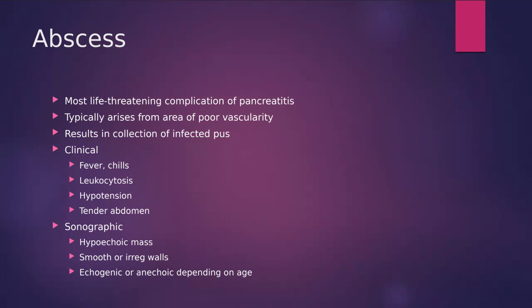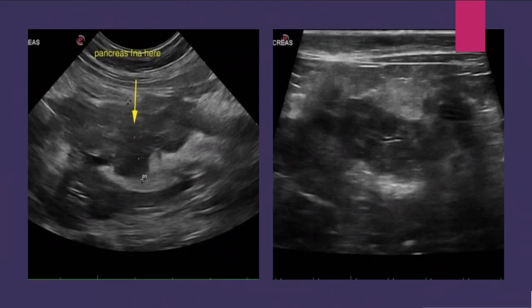It's going to result in a collection of infected pus. Patient's going to have fever, chills, leukocytosis. Their blood pressure can drop, hypotension, tender abdomen. On ultrasound, this abscess is going to appear hypoechoic. It could be smooth, but it's usually going to have irregular walls. And we are going to see some echogenicities within that fluid, right? Because we know it's not simple, normal fluid. It's infected pus. So it's really going to start to look kind of nasty on ultrasound.